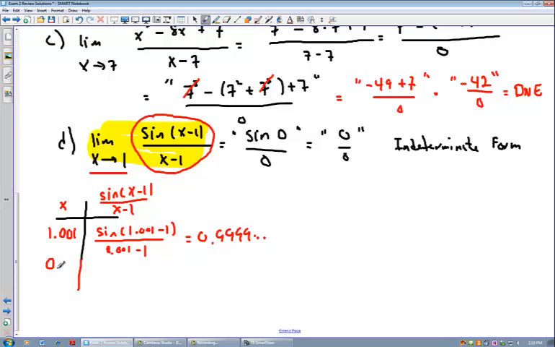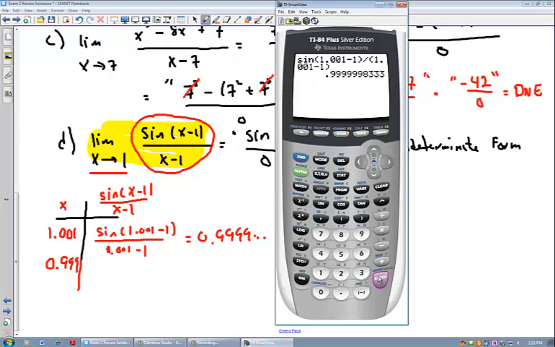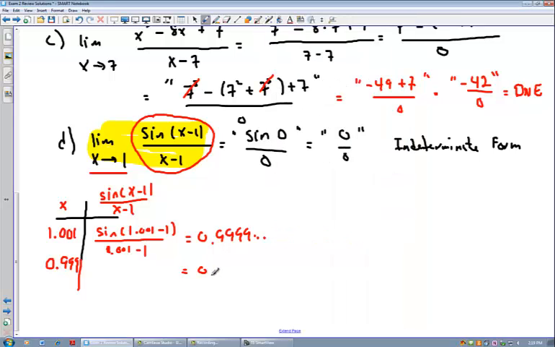I can even do it from the left of 1. Let's just do 0.999, and do the same thing to see if I get a similar limit from both sides. So 0.999 is a number to the left of 1. And I get out this same sort of number, 0.9999, and so on. So this was basically the same thing: sine of 0.999 minus 1, all divided by 0.999 minus 1.